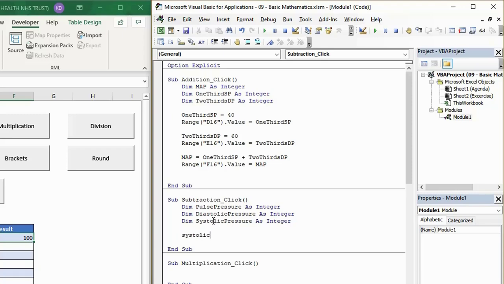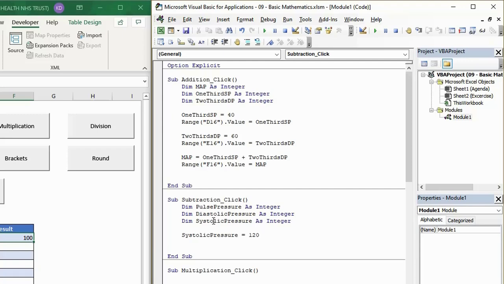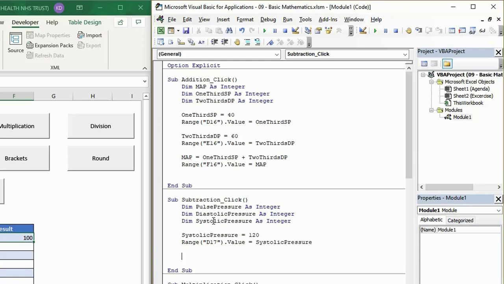Let's say systolic pressure is equal to 120. We can write that out to Excel. Let's say diastolic pressure is equal to 90. Let's write that out to Excel as well.